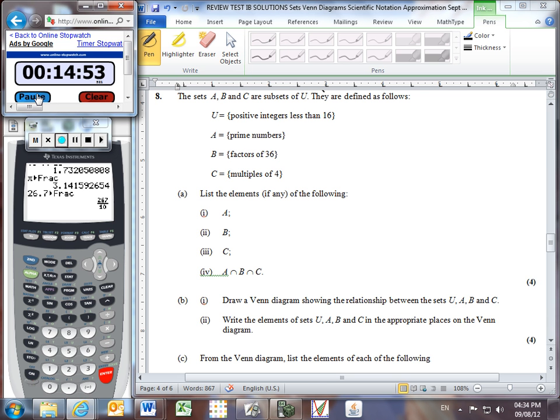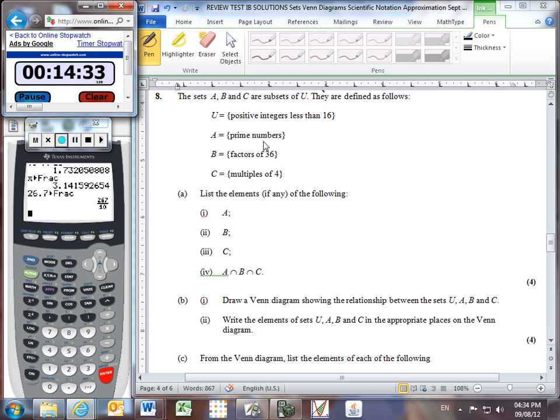Alright, now we're looking at number 8. We've got three sets, A, B, and C, that are subsets of the universal set, which are all the positive integers less than 16. You see that A is the prime numbers, B is the factors of 36, C are the multiples of 4. So let's list the elements of each of these sets.